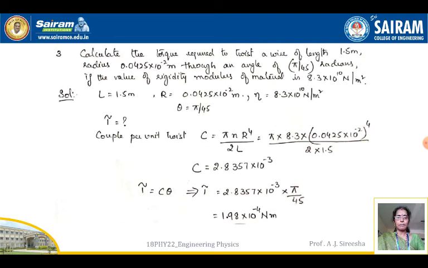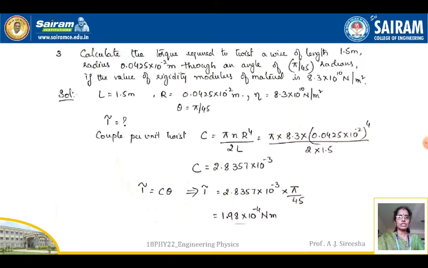Now we know that couple per unit twist C is equal to pi n r power 4 by 2l. So here n is nothing but the rigidity modulus, r is given, l is also given. So pi into 8.3 into 10 to the power of 10 into 0.0425 into 10 to the power of minus 2 whole to the power of 4, because it is r to the power of 4. We have derived this expression in the previous sessions. So using that formula, get the value of C as 2.8357 into 10 to the power of minus 3. This is nothing but the couple per unit twist.